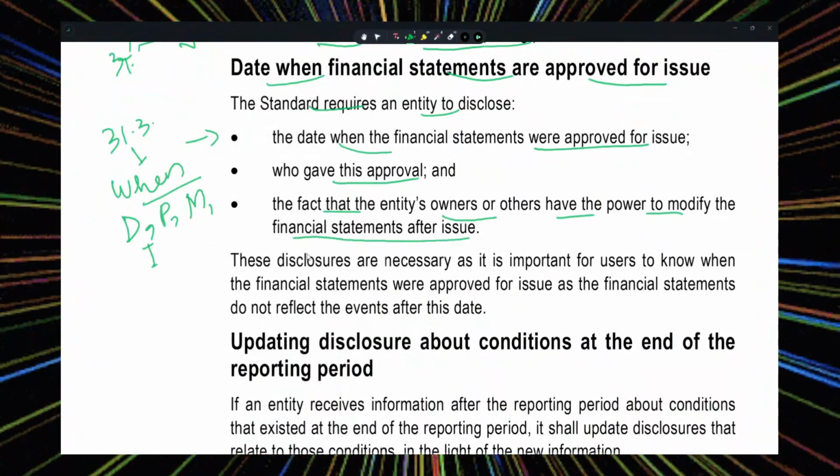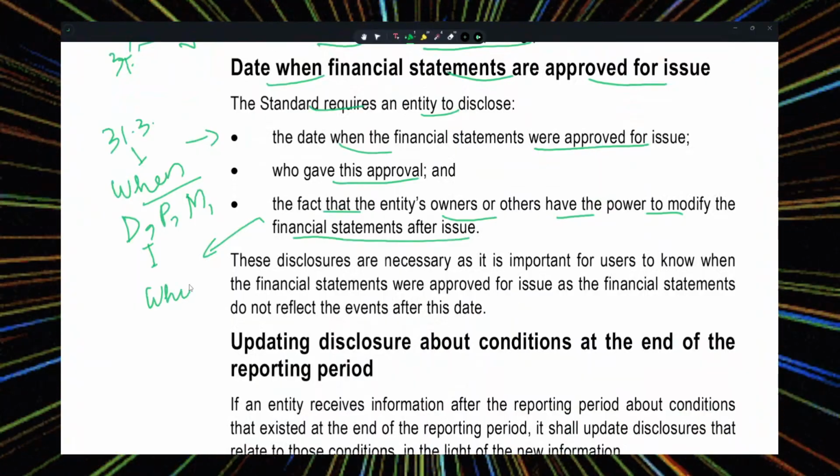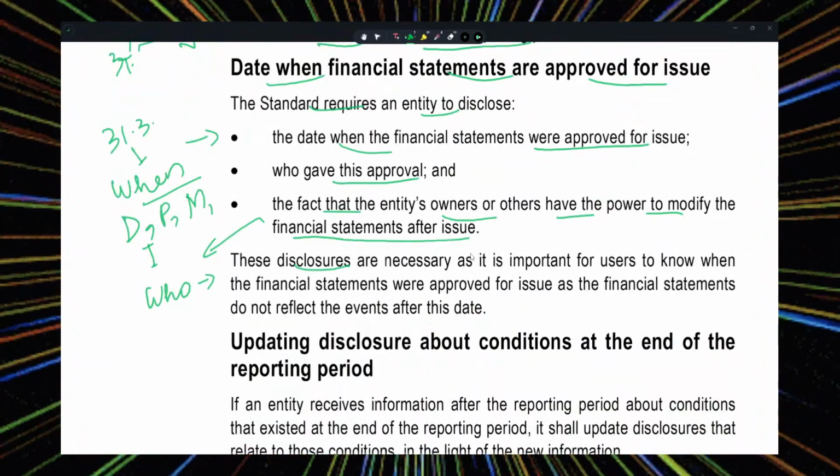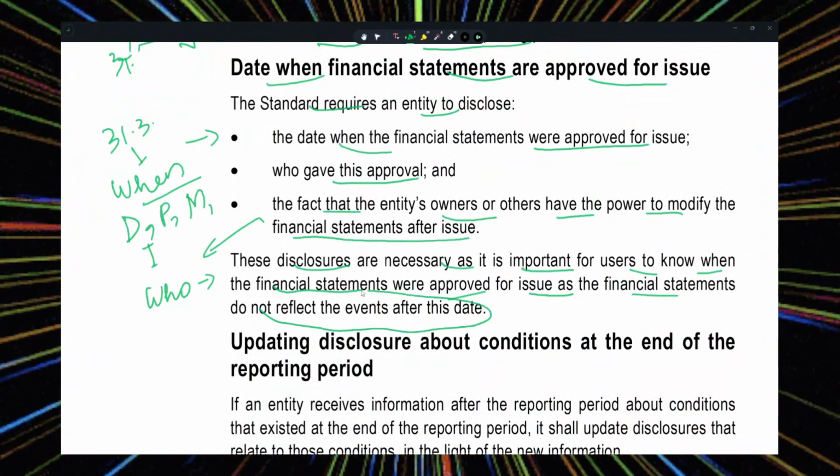So if the entity has the power to modify the financial statements after issue, who has the power to modify? You should disclose them. A disclosure is necessary, as it is important for the user to know when the financial statements were approved for issue, as the financial statements do not reflect the events after that date. So why are they asking you to disclose?